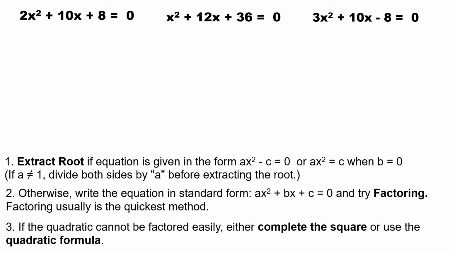Okay, so now let's look at these examples. Let's look at the first one right here. Is it in the form of this? No, it's not. It actually has a b term. The b is 10. So we're not going to extract the root. That means we're going to write it in standard form. It's already in that, and we're going to try factoring.